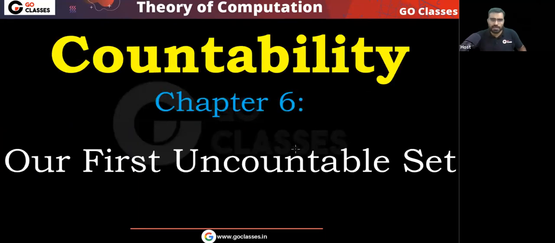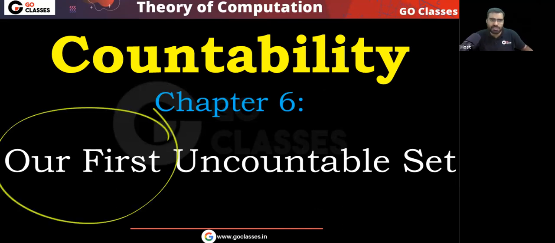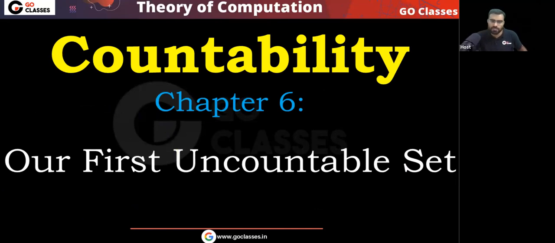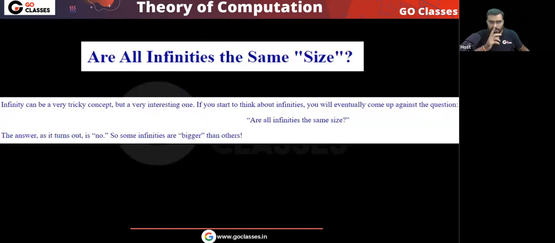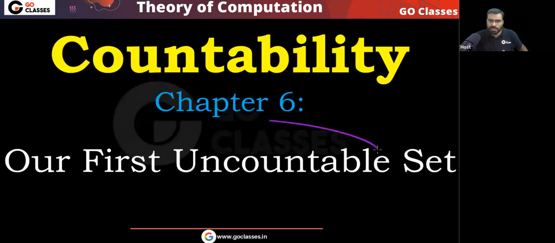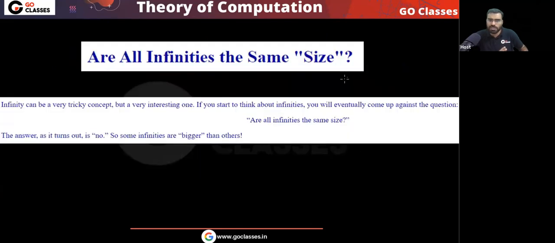Now let's prove our first uncountable set. So far we have never seen any set which is uncountable. So far every set that we have seen is countable. Now we will see our first uncountable set. And tell me one thing, if I can prove that some set is uncountable, then what will it tell you? It will tell you that there are different sizes of infinity. Yes or no?